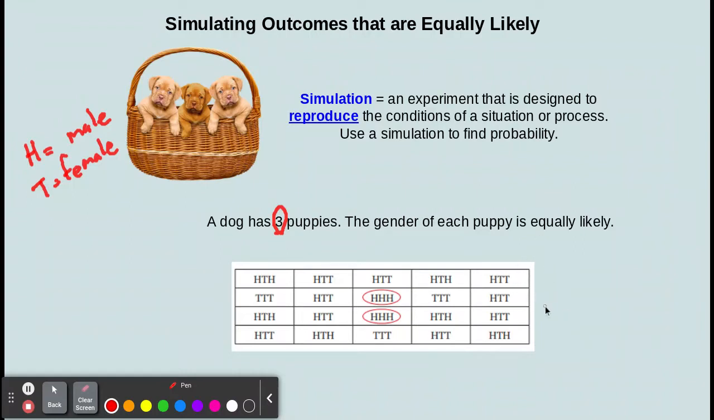Okay, so now we want to calculate the experimental probability that all 3 puppies are males. Well, looking at our table, we know that males are heads, and there's only 2 occurrences of that, right? And how many trials did we do? We did 20 total. So this simplifies down to 1/10, which is the same as 10%. So the experimental probability of having all 3 puppies be males is 10%.